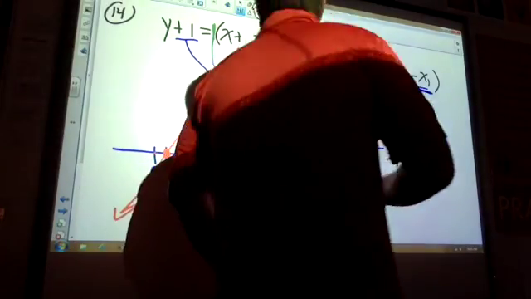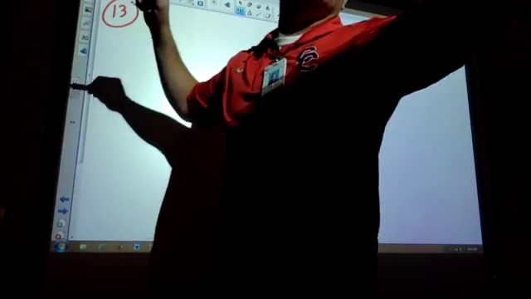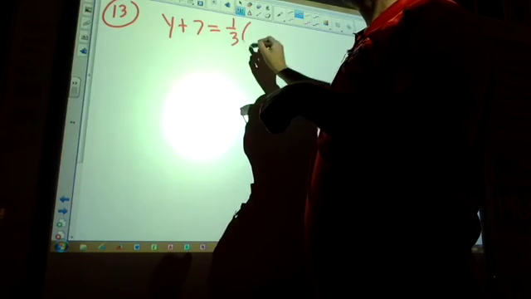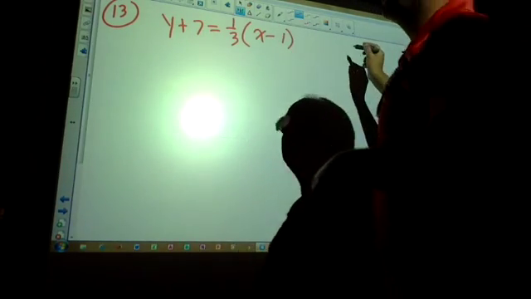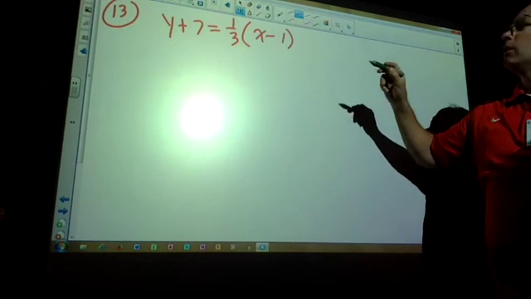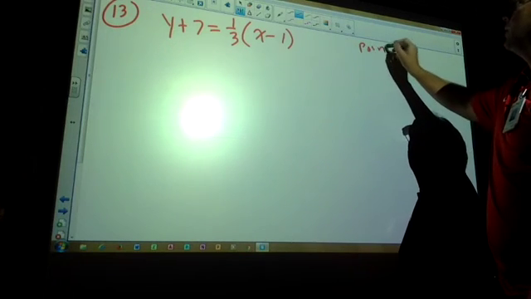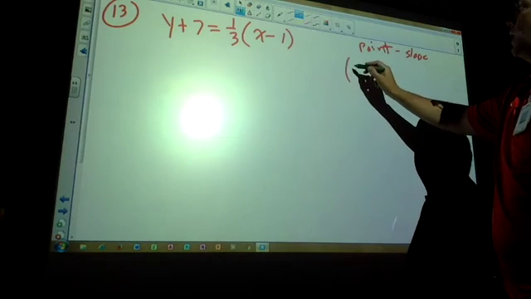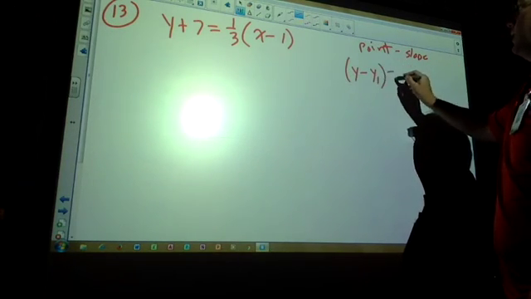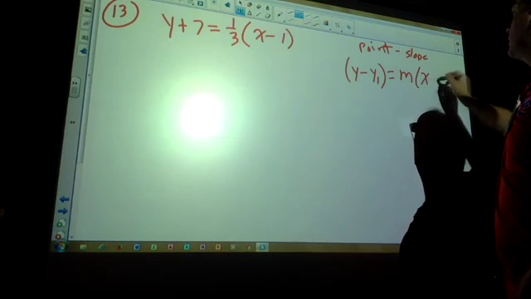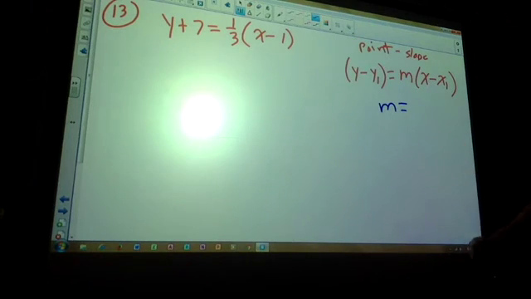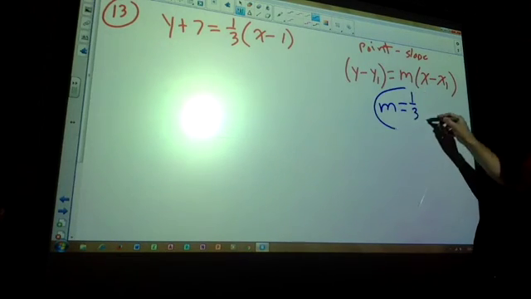Number 13. What does 13 say, please? Y plus 7 equals 1 over 3, parentheses x minus 1. And they want us to graph in point slope, correct? Yes. So again, point slope is this equation. Y minus y1, I guess I can put that in parentheses. Okay? So what is my slope? 1/3. Everyone agree? Anyone stuck on that?